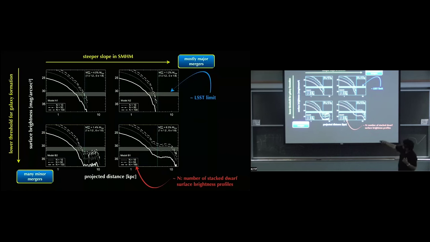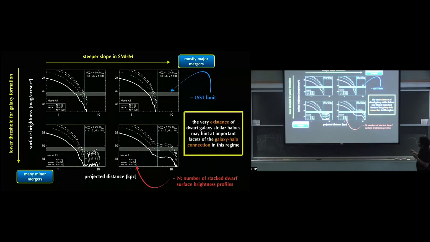So this gray band going horizontally is basically what we think is the detection threshold for something like the LSST. And you notice that for any one particular galaxy, the solid white curves are the average profiles. You don't necessarily observe anything, but when you start stacking objects, 10, 50, or 100 objects, you might actually start detecting these stellar halos. And so the main point here is that the very existence of these, if they are detected, might tell you something very fundamental about the stellar to halo mass relation in the regime of dwarf galaxies.